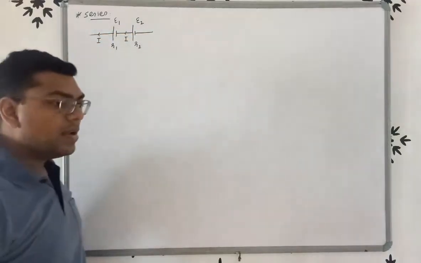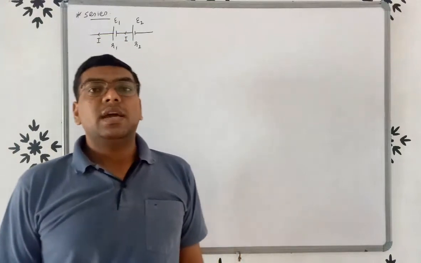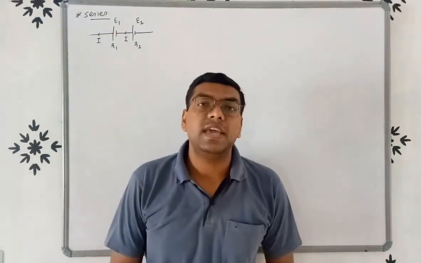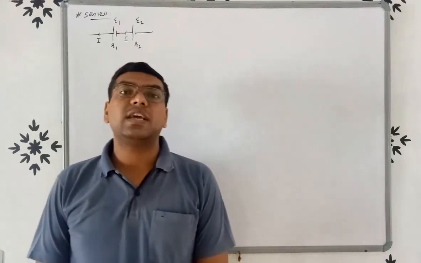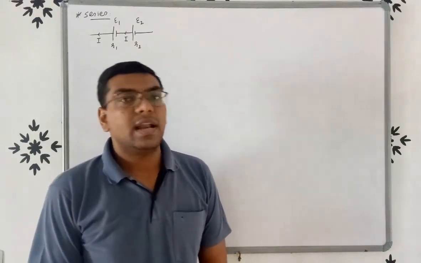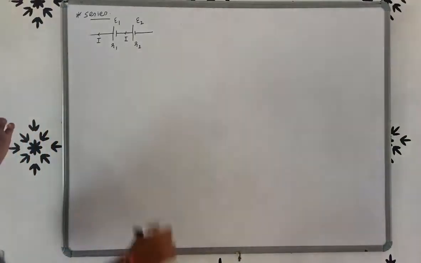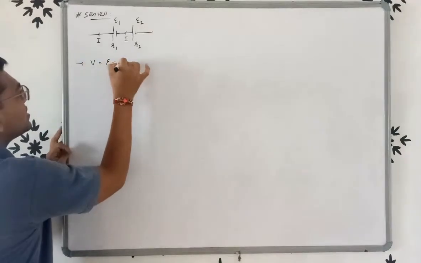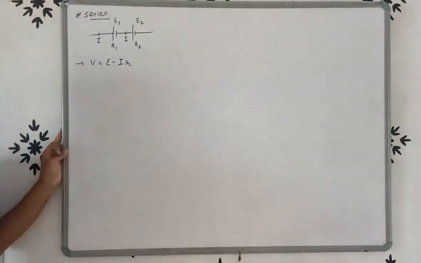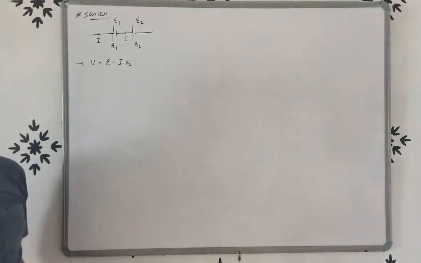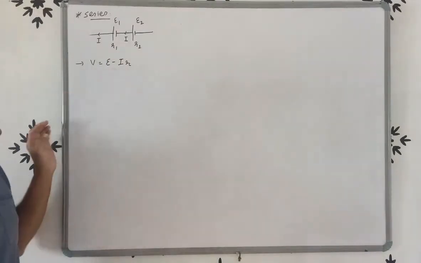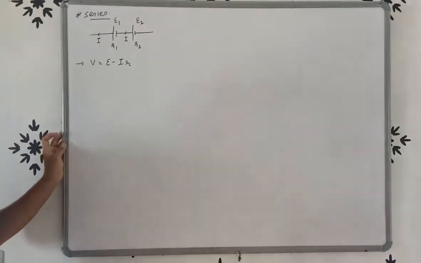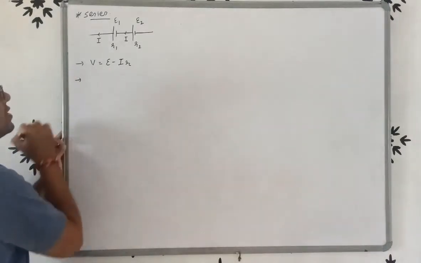Right? Now, here in series and parallel combination of cells, we have to find the equation of equivalent EMF. Right? And we know the equation. In the case of discharging, we know that V is equal to E minus IR. Right? So here, friends, there are two cells. So we have to write this equation for cell 1 and for cell 2. Right? So now for cell 1.